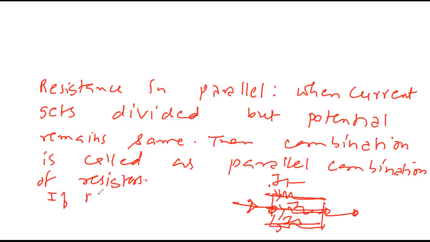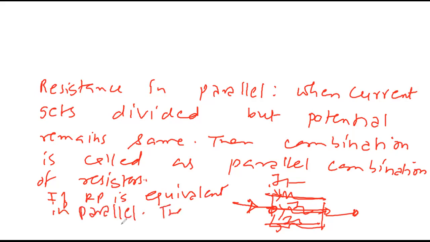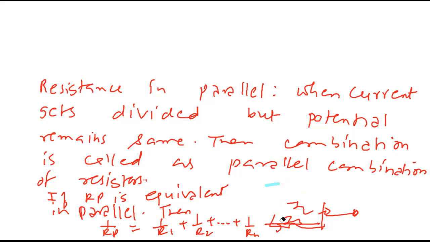If Rp is the equivalent resistance in parallel, then 1 upon Rp is 1 upon R1 plus 1 upon R2 and so on up to 1 upon Rn. So remember, always in parallel voltage is the same, in series current is the same.